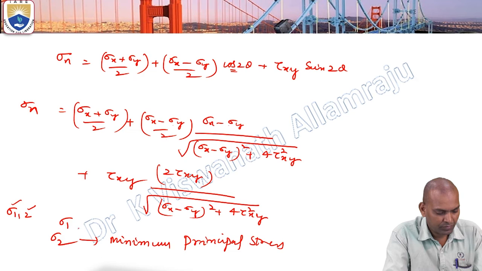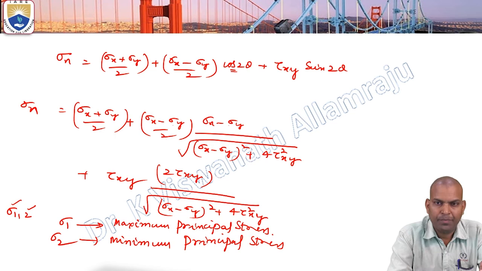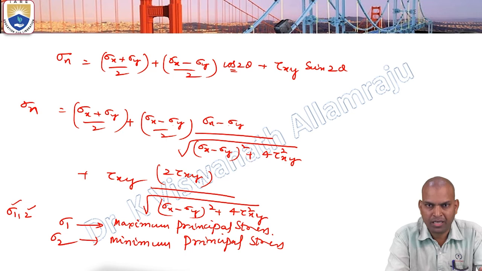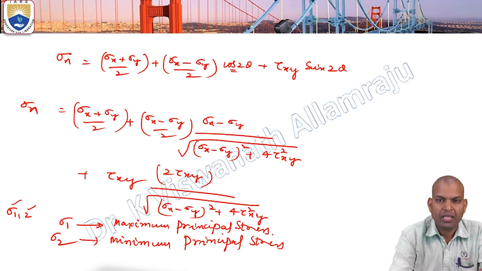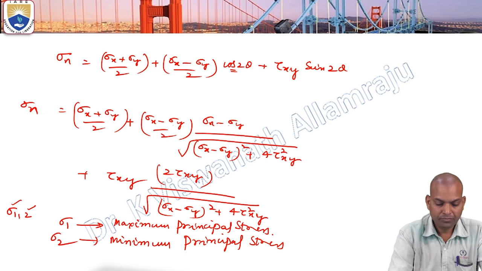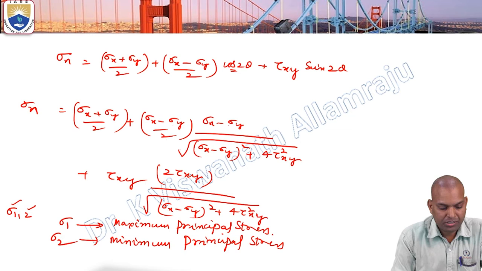This is maximum principal stress. Maximum principal stress occurs on a maximum principal plane. Minimum principal stress occurs on a minimum principal plane or minor principal plane. Maximum principal stress occurs on the major principal plane, and minimum principal stress occurs on the minor principal plane. In that manner, we will calculate the normal stress or principal stresses on a principal plane.